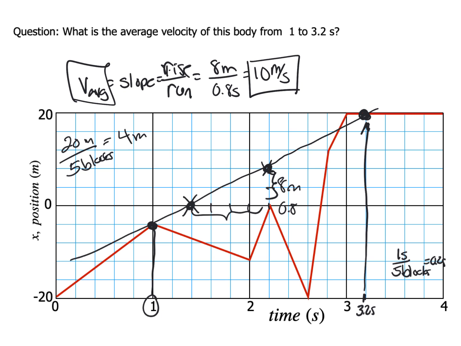So again, I find my 2 points on the curve, do a line between them, and find the slope of the line that connects my 2 points. And that's going to be the average velocity.